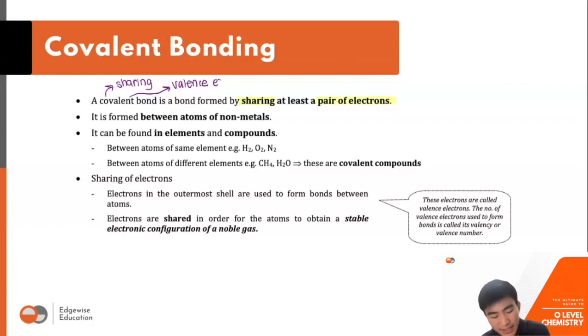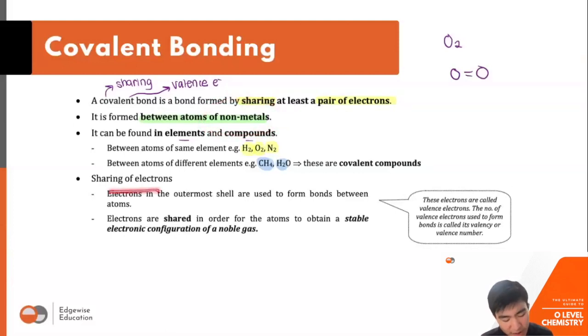Now, covalent bonds are formed between atoms of non-metals. So for example, that is the reason why we have the oxygen molecule, O2, because oxygen is a non-metal, right? So they will form bonds between each other. Now, it can be found in elements and compounds. So for example, as mentioned just now, we have O2, we have H2, and we have nitrogen also. Between different elements in a compound, for example, we have CH4 methane and H2O water. So it does not necessarily need to be the same element. It can be different elements, but as long as they are all non-metal, they are covalent.